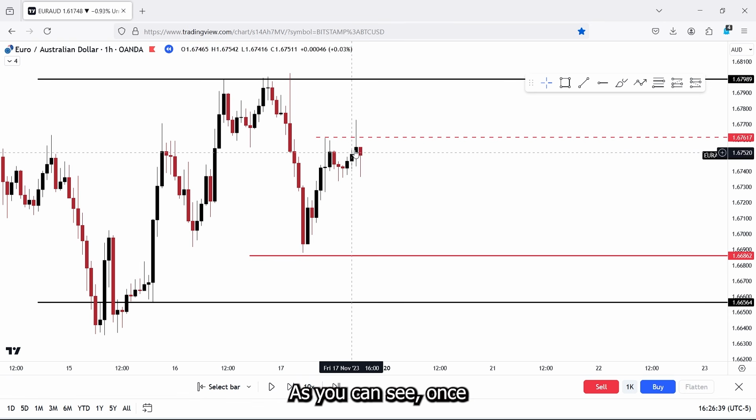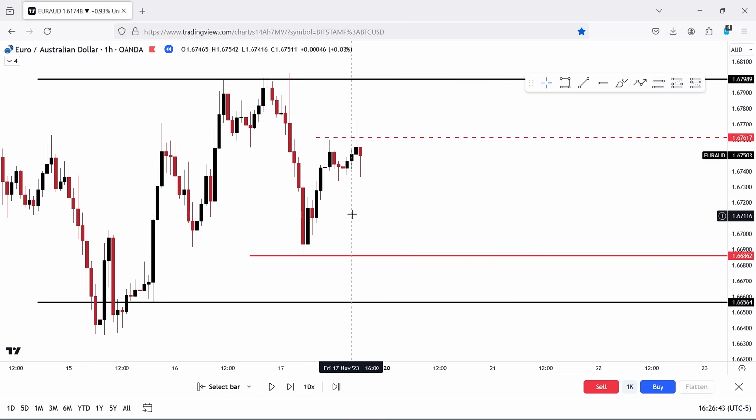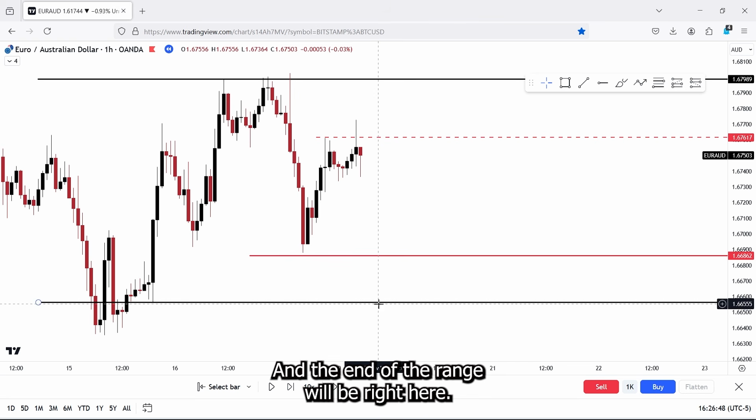As you can see, once the new daily candle opened, price instantly grabbed the liquidity. And now what is our target? Our target is right here. This will be our trigger point, and the end of the range will be right here.